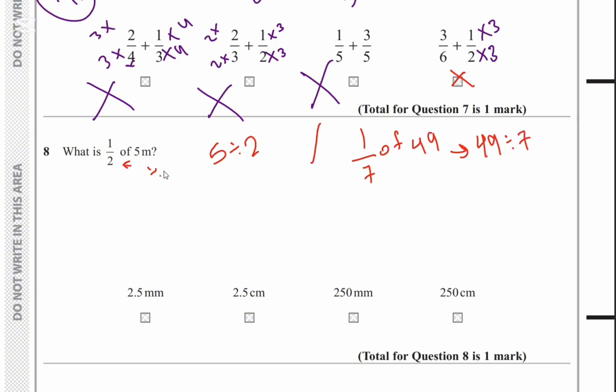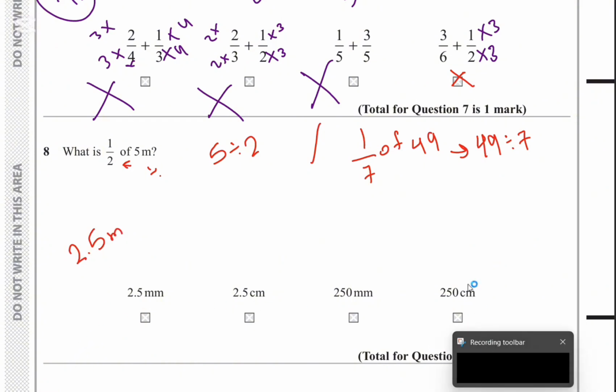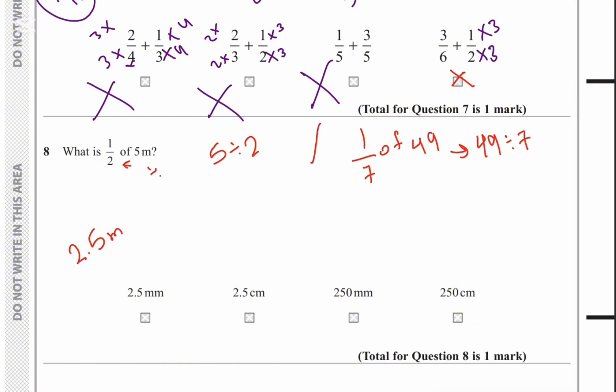All right, so here it's like 5 divided by 2. And 5 divided by 2 is 2.5. And so here's the trick. It's 2.5 and it is in meters. Well, the answer is not supposed to be in meters, because we don't have the answer in meters here. So I have to change it into centimeters or millimeters to check which one is correct.